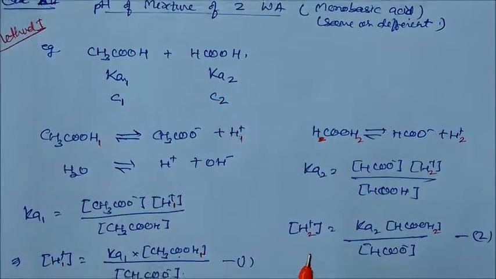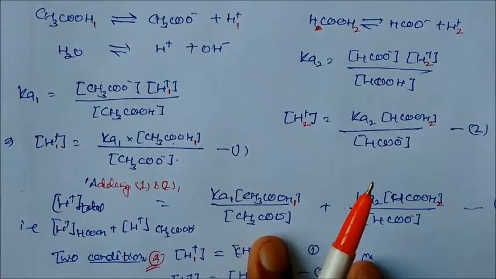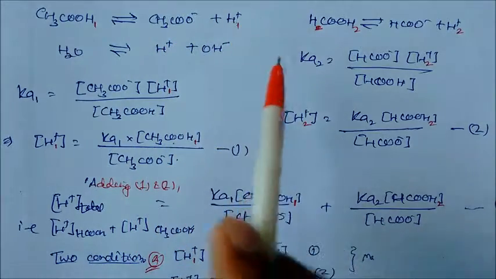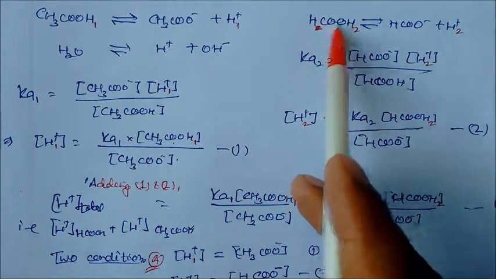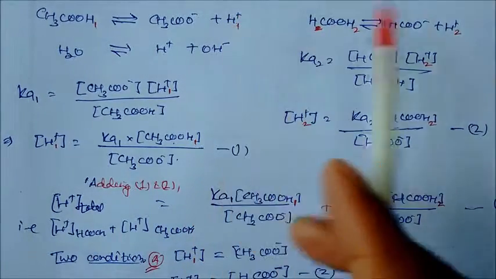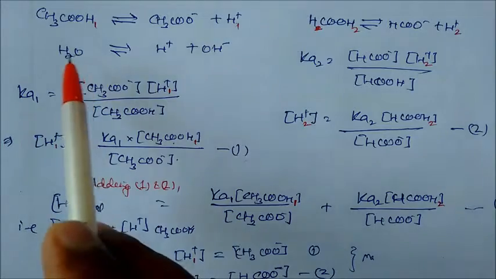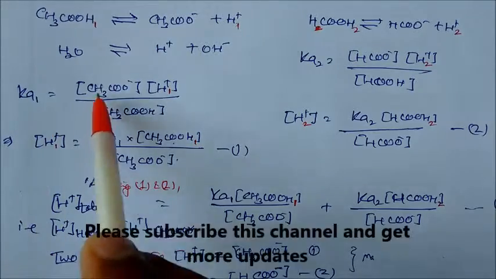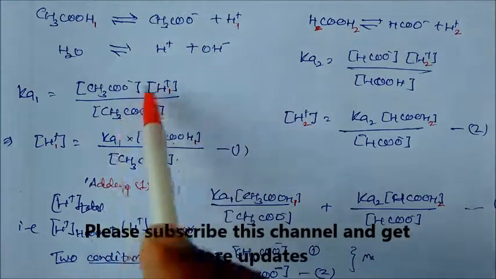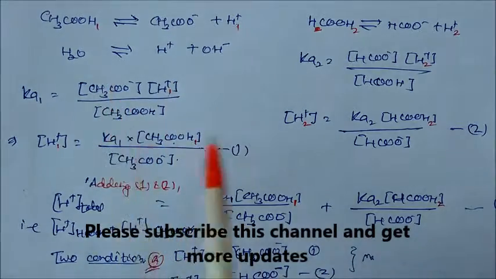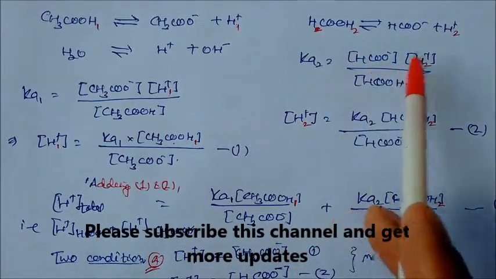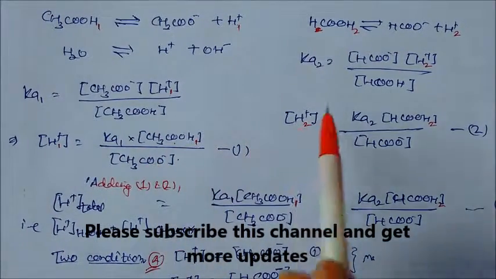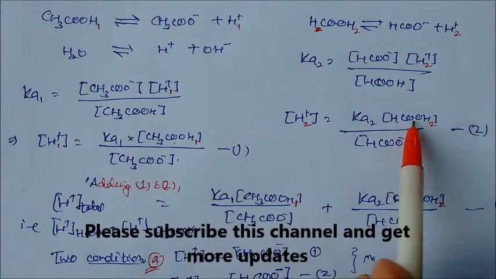If these two acids dissociate in water like this: CH3COOH gives H1 plus, and HCOOH gives H2 plus. Both are giving protons, and these protons have different concentrations. Water also gives H plus and OH minus, so let us take that too. By applying the law of mass action, K1 will be this value, and similarly K2 will be this. So H1 will be K1 times the concentration of CH3COOH divided by this, and H2 will be K2 times the concentration of HCOOH divided by this concentration.